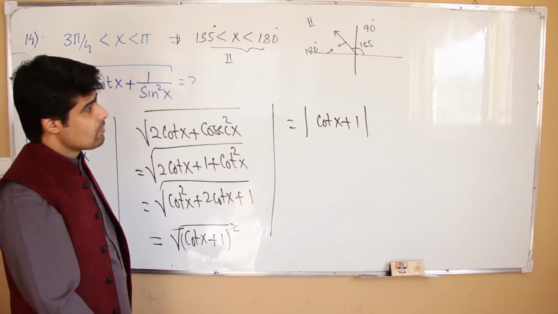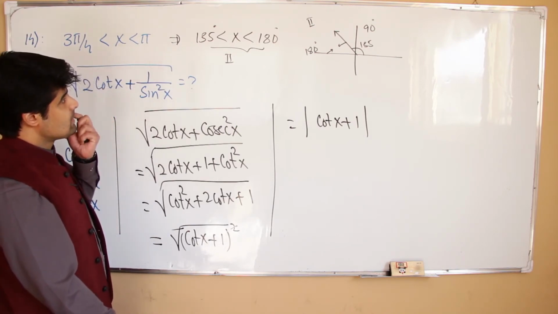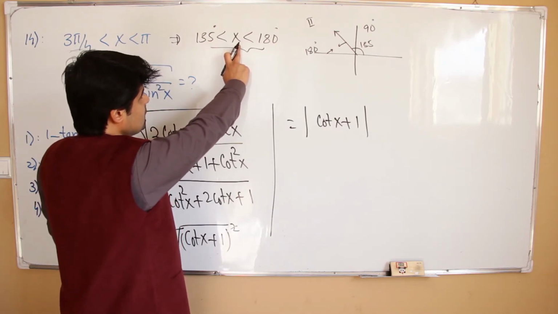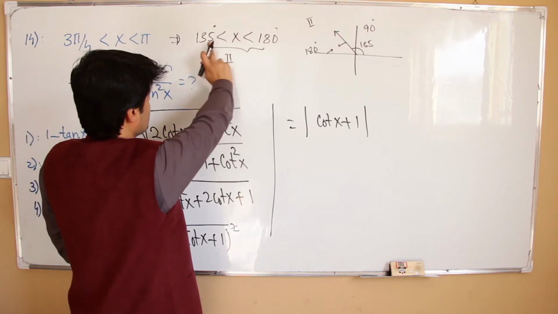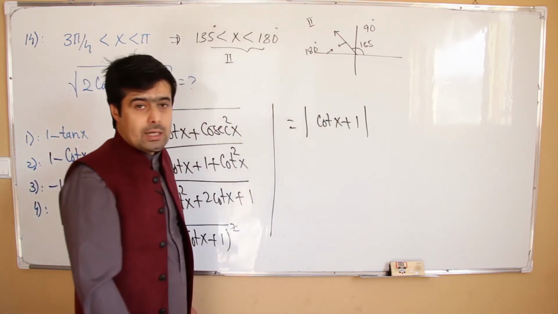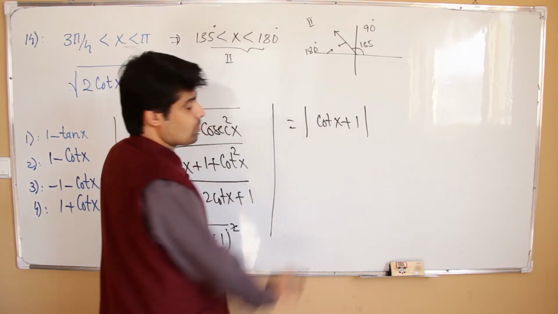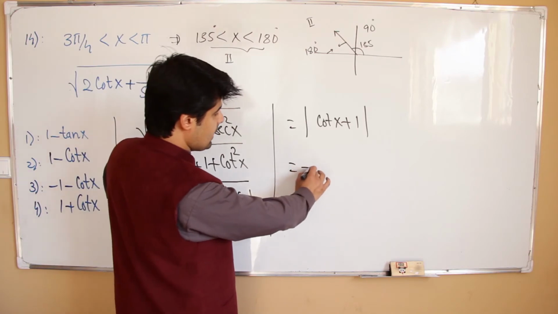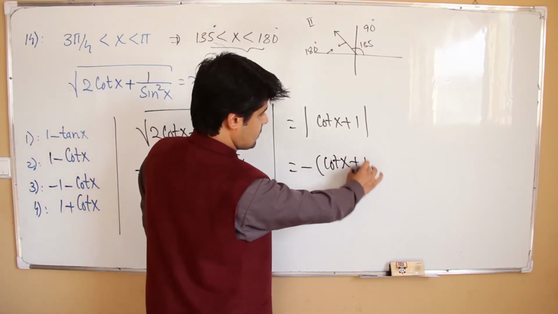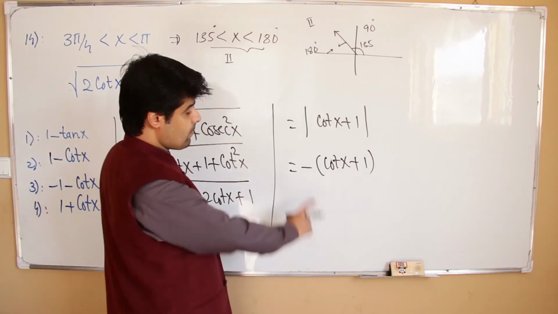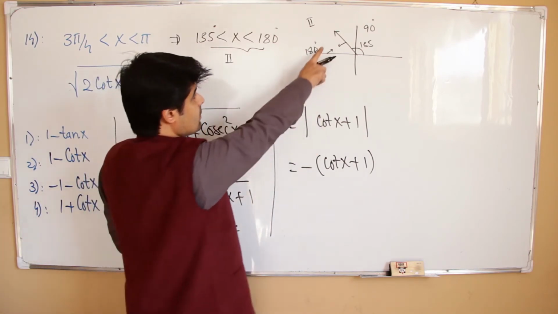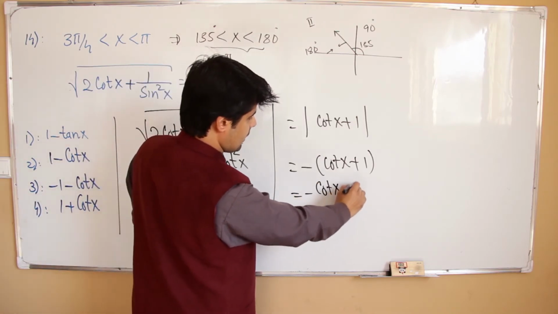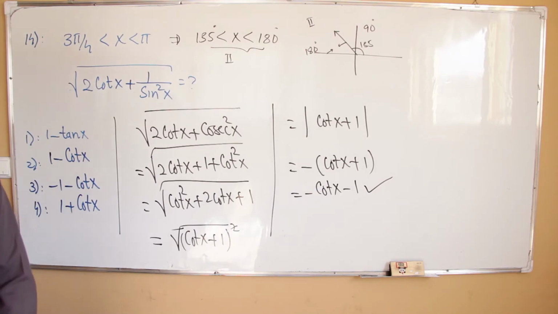Here, one thing we have to find is that our x is in the second quadrant. In the second quadrant, our expression should be what? Positive or negative? I think it should be negative. So negative (cotangent x plus 1). Where did I find this negative? From this expression, from here. So it is negative cotangent x, negative 1. Write it, please.